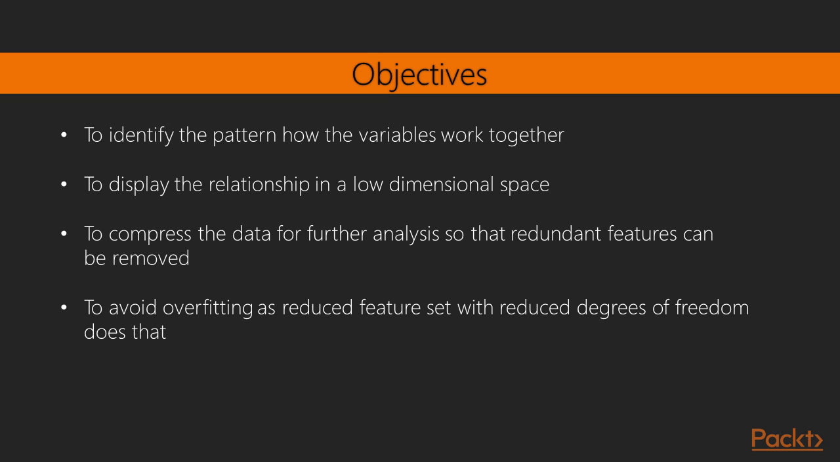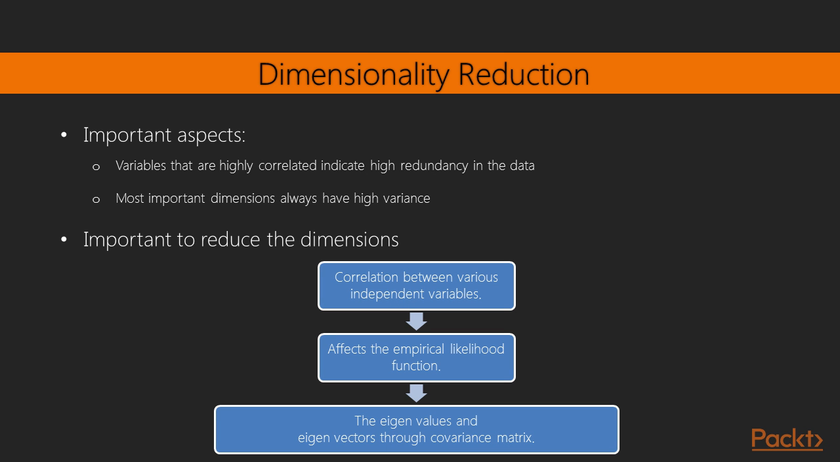Running algorithms on a reduced feature set will be much faster than on the base features. Two important aspects of data dimensionality are, first, variables that are highly correlated indicate high redundancy in the data, and the second, most important dimensions always have high variance. While working on dimension reduction, it's important to take note of these aspects and make necessary amendments to the process. Hence, it's important to reduce the dimensions. Also, it's not a good idea to focus on many variables to control or regulate the target variable in a predictive model. In a multivariate study, the correlation between various independent variables affects the empirical likelihood function, and affects the eigenvalues and eigenvectors through the covariance matrix.